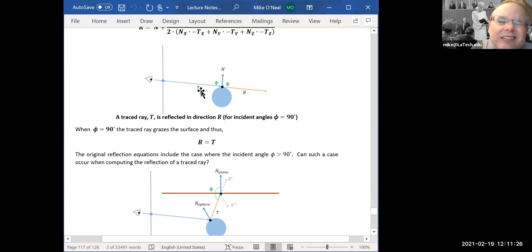Is that an R? That's supposed to be a T. That's a T. Okay. It's kind of squiggly, so it looks a little like an R.